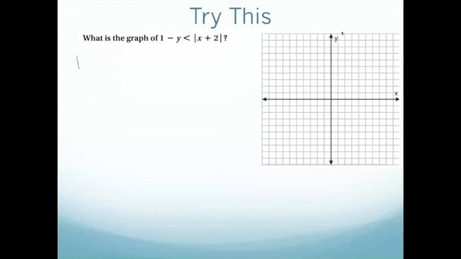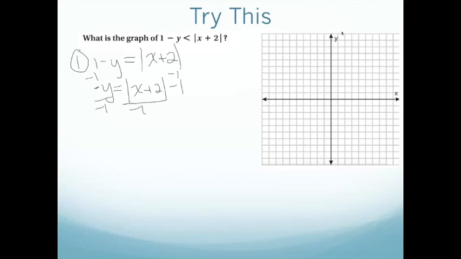So our first step is to turn this into an equation. 1 minus y equals absolute value of x plus 2. All we've changed is the inequality into an equal sign. Now, because this is an equation, I want to solve for y. So negative y equals the absolute value of x plus 2, minus 1. And I have to divide everything by negative 1. This is an equation, I don't have to worry about that inequality sign. y equals negative 1 times the absolute value of x plus 2, plus 1.